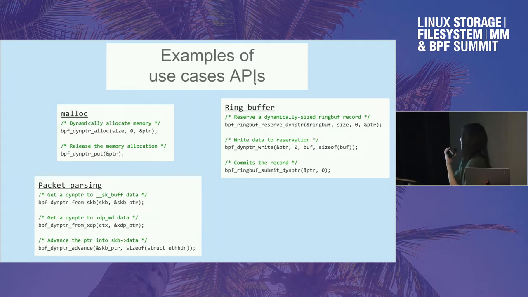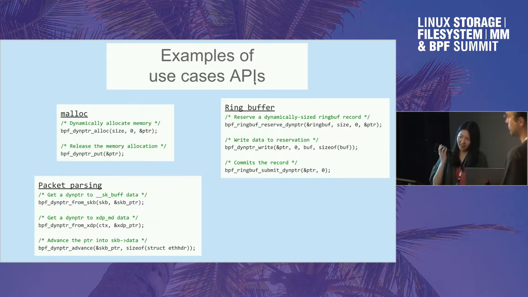For mallocs, you're able to use bpf_dynptr_alloc to dynamically allocate whichever size memory you wish. And the verifier enforces that before your program ends, there always needs to be a dynptr put, which is essentially the equivalent of a free.